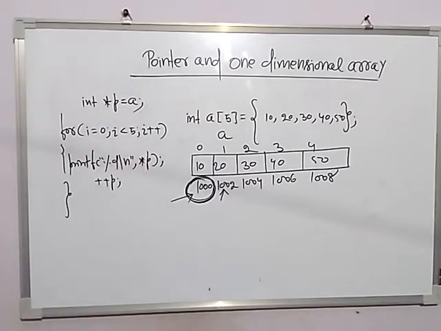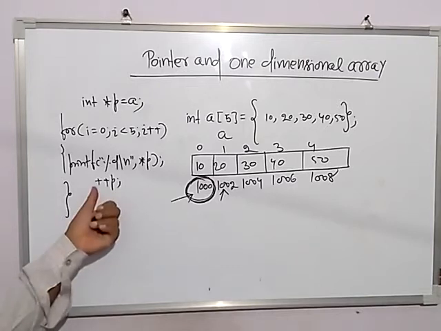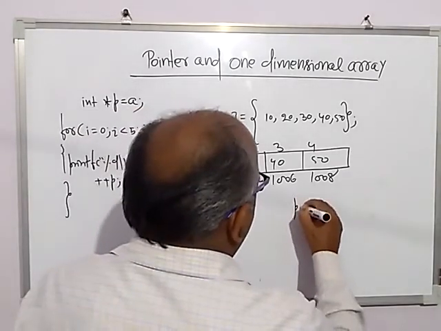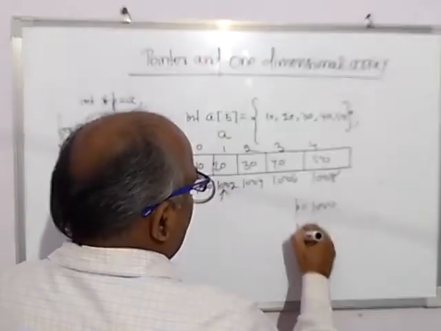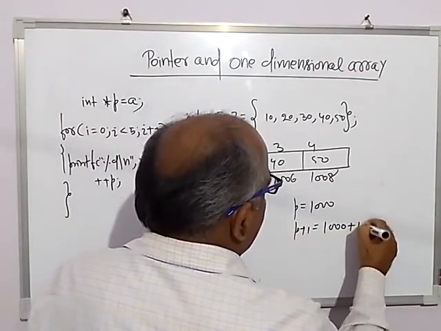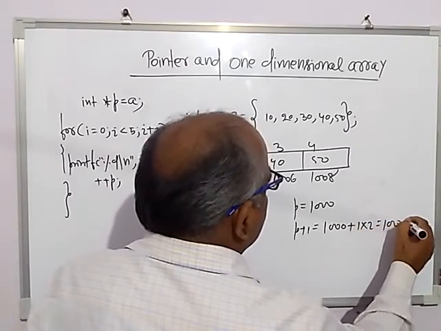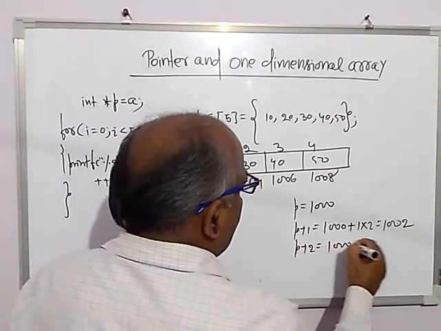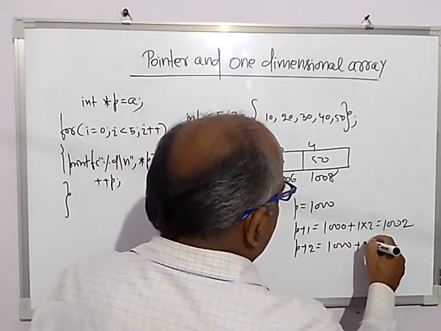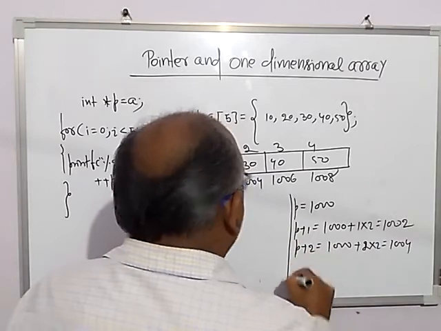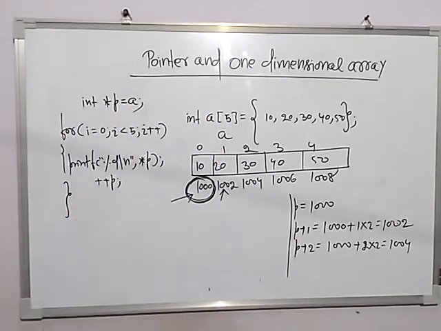So what is the alternative? Instead of writing *p and p++, you see p equal to 1000. If you write p + 1, it becomes 1000 plus 1 into 2 bytes, which is 1002. If you write p + 2, then that is 1000 plus 2 into 2, which is equal to 1004, like this. So instead of writing p++, alternatively we can write like this.